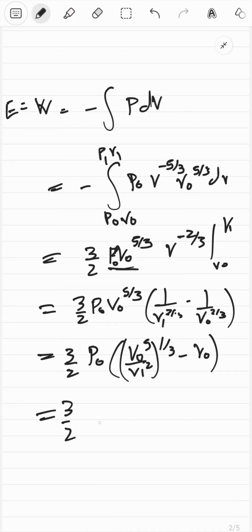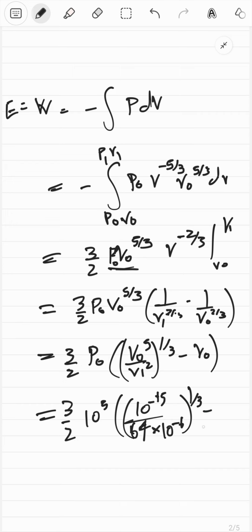Instead of P naught they have given us 10 power 5. Okay, what's V naught? V naught is 10 power negative 3. So that's 10 power negative 15 upon V1. V1 is 10 power 5 upon 32. So it's going to be 32 squared. This doesn't even make sense. Oh, that's pressure. Sorry, that's actually just pressure. This is wrong. So V1 is 8 times 10 power negative 3. Makes sense. So it's going to be 64 times 10 power negative 6, that power 1 by 3, minus V naught again. So that's just 10 power minus 3. There you go.